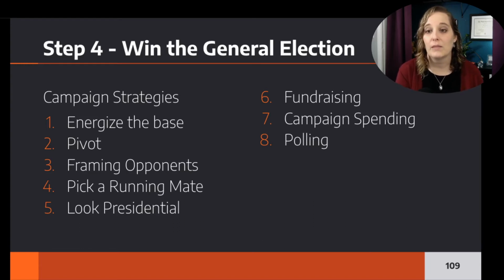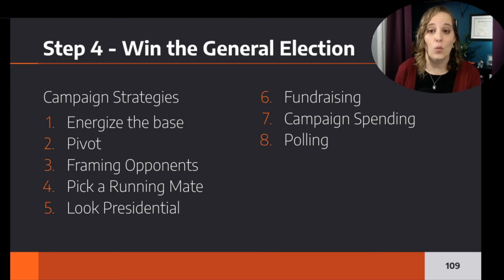First is during the primaries, and they energize their base. They energize the people who are already members of their party and who are already excited about the main platform ideals of that party. This time frame will highlight the more extreme parts of their platform. So for Democrats, it would be things like the Green New Deal or Medicare for All. For Republicans, it would be things like Build the Wall.